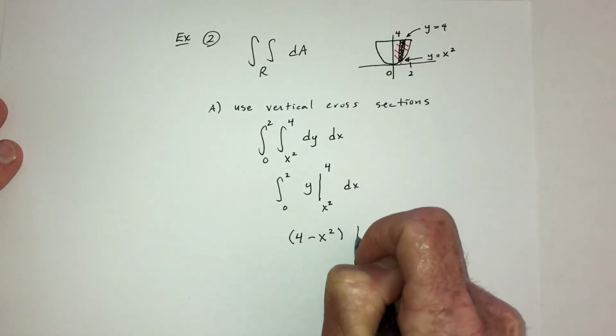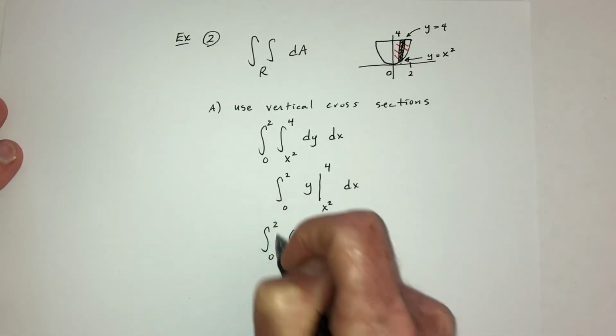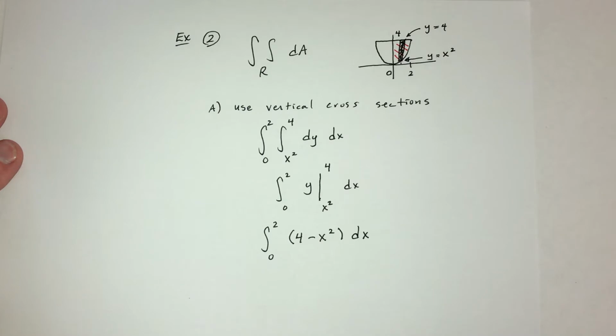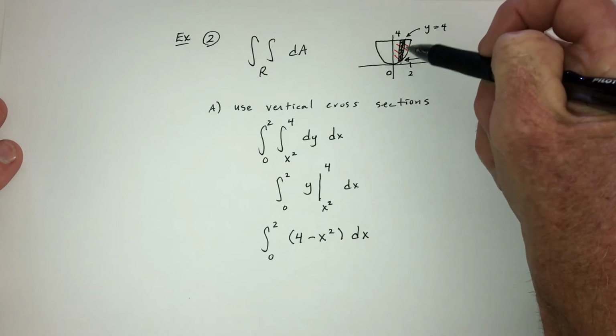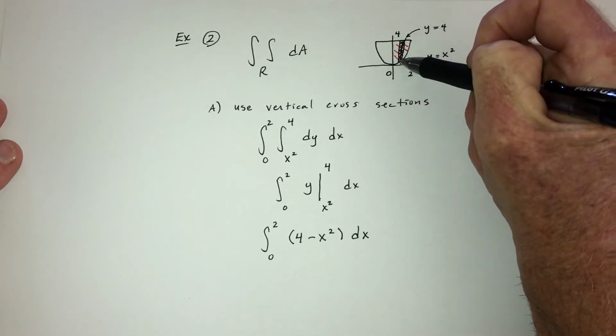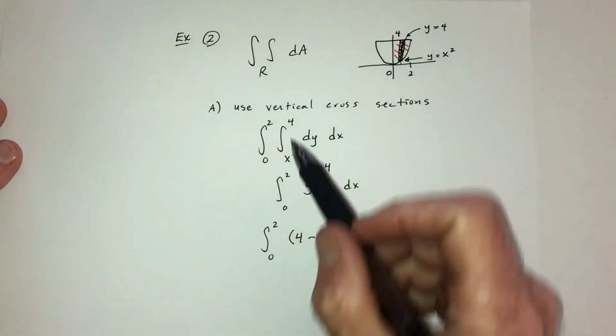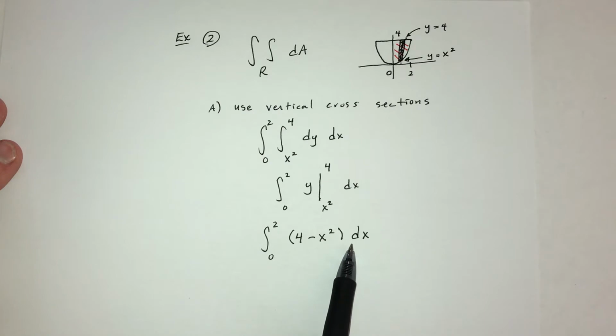And then this is what we need to integrate with respect to x. Now, hopefully you remember back in Math 3A, the way that you find the area between two curves is you take the top one minus the bottom one and integrate. Back then, we didn't have double integrals, we only had single integrals. So this would be how we would have done it in Math 3A. Take the top function minus the bottom function and integrate with respect to x.